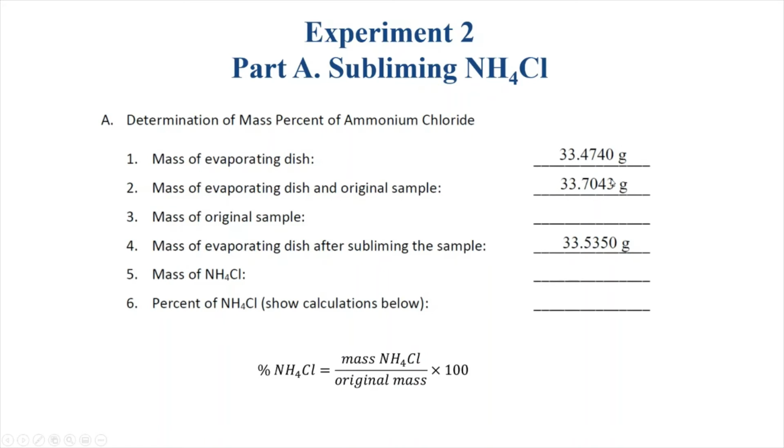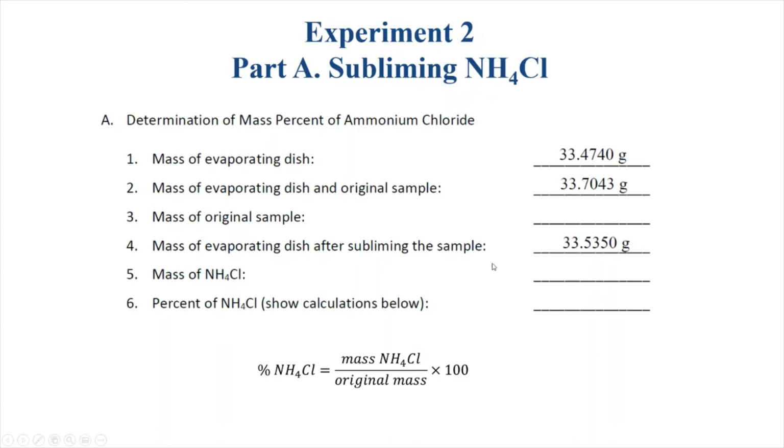So we've gone up by approximately 3 grams in terms of mass, which means that our sample is going to be the difference between the 33.7043 grams and the 30.4740 grams. By taking this difference, we can get the mass of the original sample. Now what you'll notice is that the mass of the evaporating dish after subliming has gone down a little bit. Before we started subliming, we had 33.7043. Now we're at 33.5350. So our mass has come down, meaning we lost a little bit of the NH4Cl.